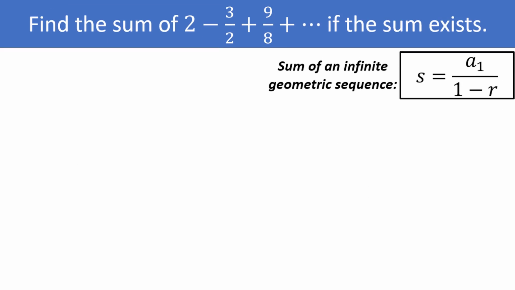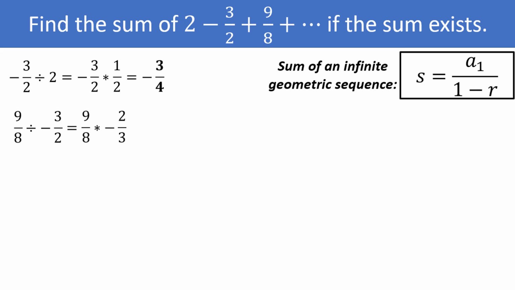Let's try another one. We have 2 minus 3/2 plus 9/8 plus ... which we would like to sum if possible. Is this a geometric series? Let's find out by dividing a few numbers. -3/2 divided by 2 is the same thing as -3/2 times 1/2, which is -3/4. 9/8 divided by -3/2 is the same thing as multiplying by the reciprocal of -2/3, which is -18 over 24, which simplifies to -3/4. It appears that this is a geometric series with a common ratio of r is equal to -3/4. The first term is a sub 1 is equal to 2.